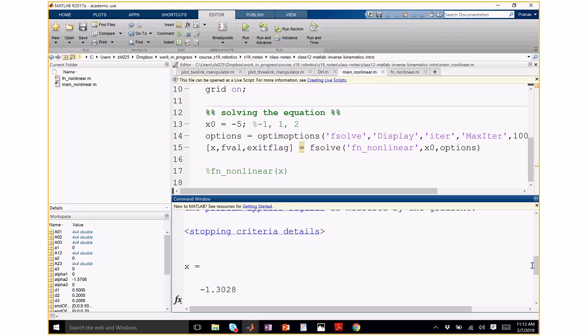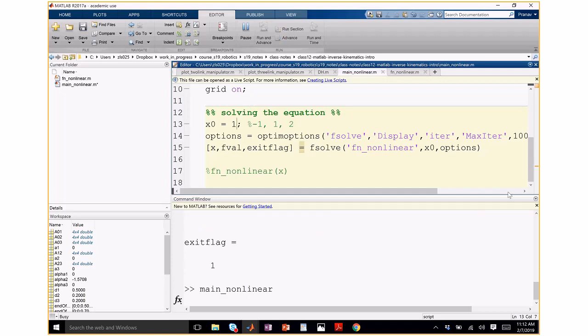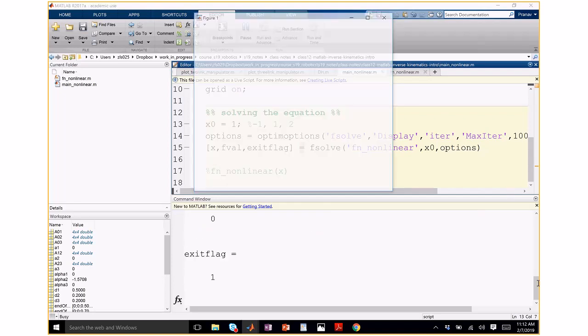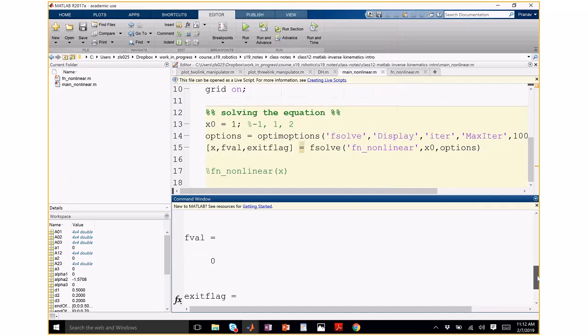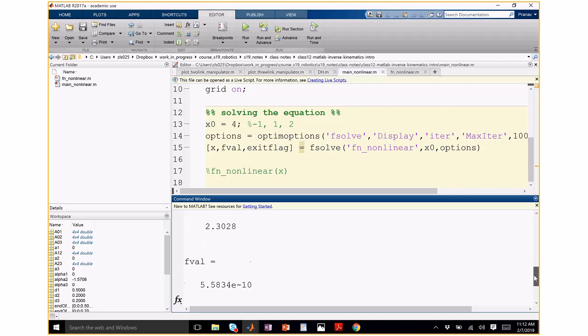Let me start off with, say, 1. In fact, 1 is a solution, right? It'll actually give me 1. Let's see if it gives me 1. It says x equals 1. The f value is exactly equal to 0. And then let me give something like 4. Okay, this one converged, the f value is -10. 2.3 is the third solution. So you have to give initial guesses for it to converge.